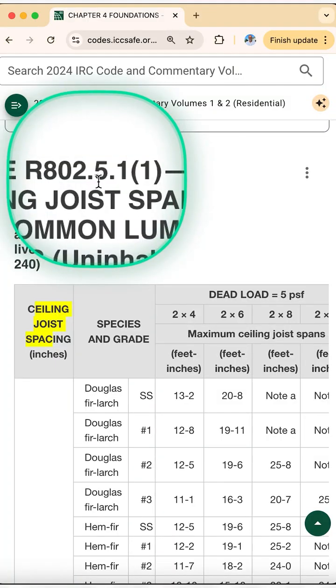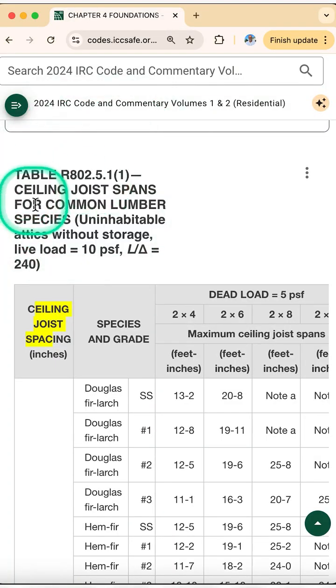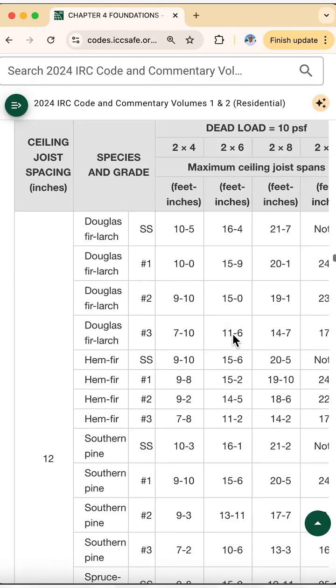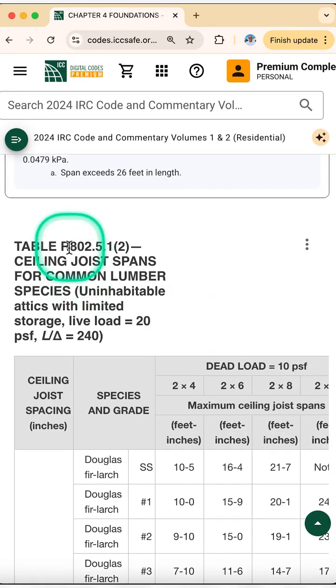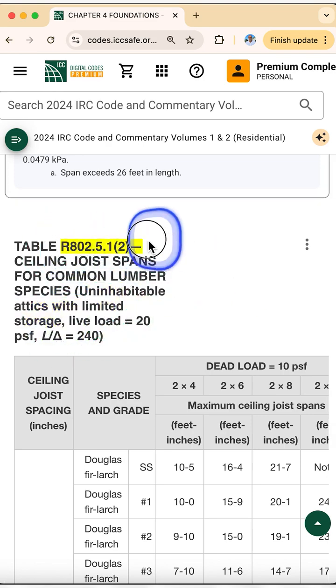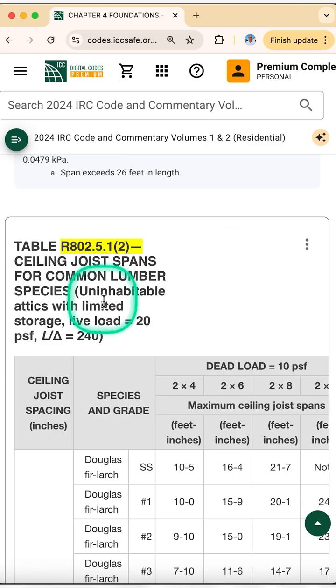You go to the International Residential Code, table R802.5.11, and this table has no attic storage, just ceiling weight. The other table, its partner table, R802.5.12, has limited attic storage, shorter spans because of the extra load. So the question is, which table do you use to figure out the ceiling joist span?